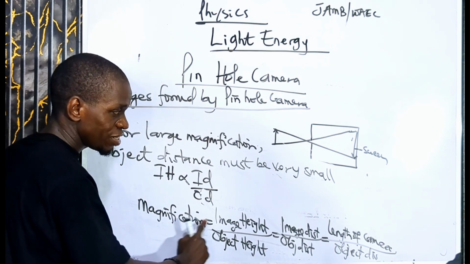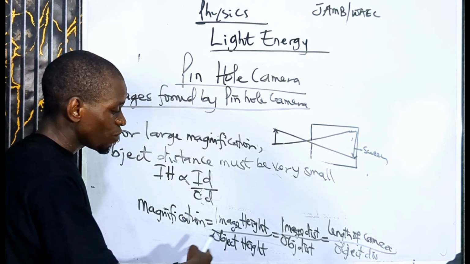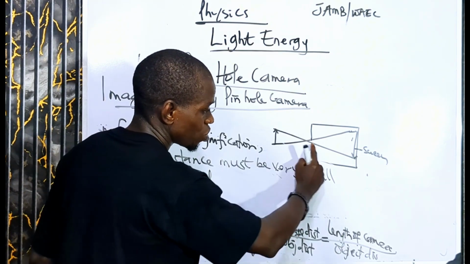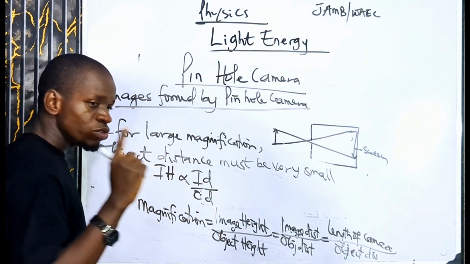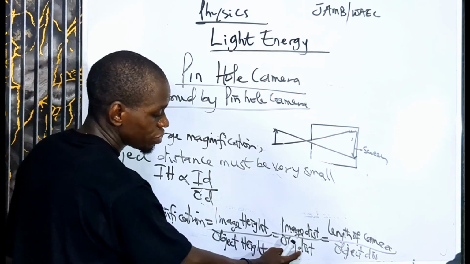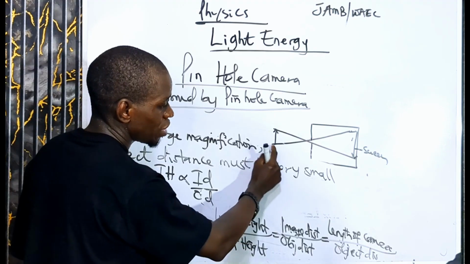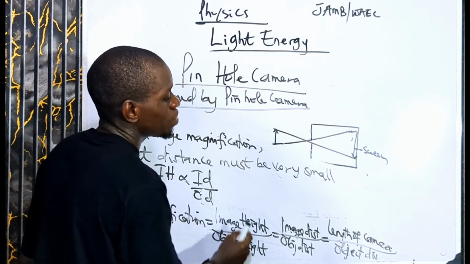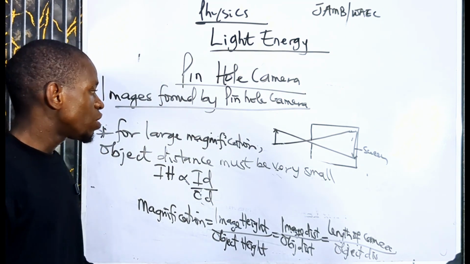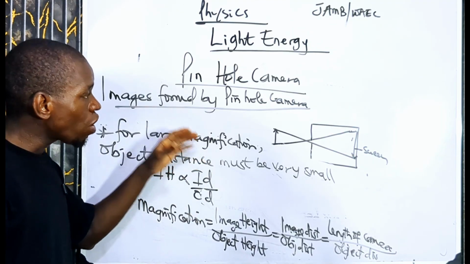At the same time, there's one other rule that you need to keep. If you want to increase the image height, or image size, make sure that the image distance is increased, or the length of the camera is increased, or you decrease the object distance. If you decrease the object distance, that is, you place the object closer to the camera, that is when you get the image to be larger.